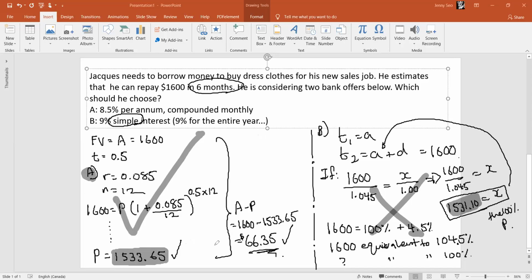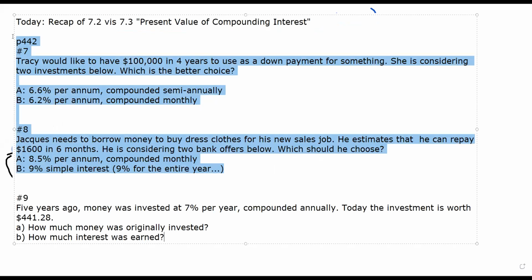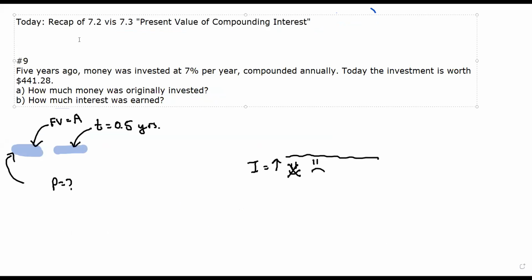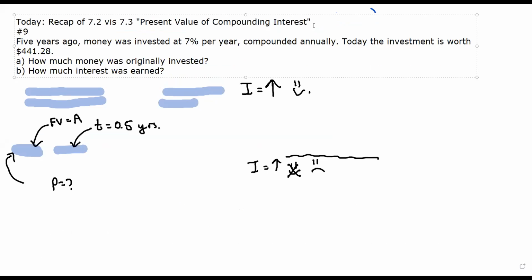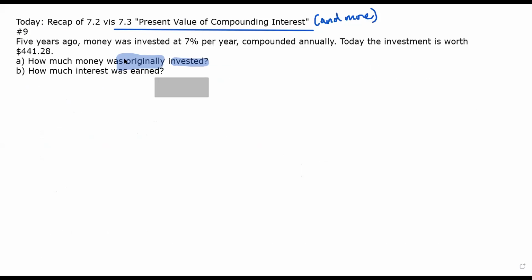I'd like you to give yourself an opportunity to try some on your own. Take a look at number 9. Please read carefully and see what values are given and what they are asking for. Okay, I'm going to erase all of this so it's less of a distraction.